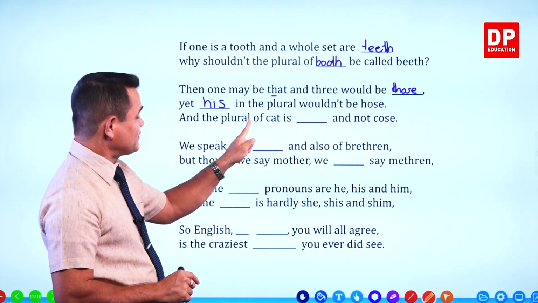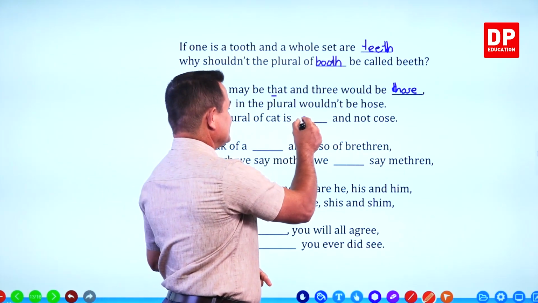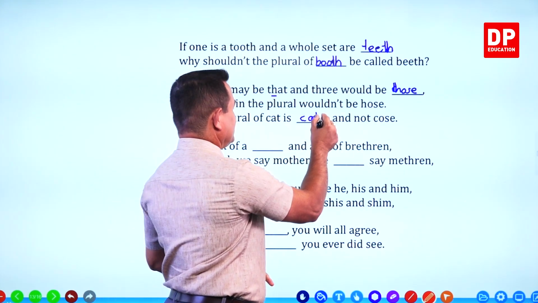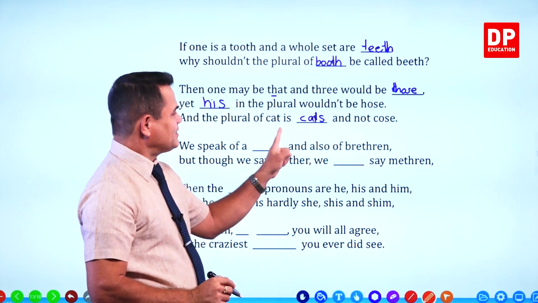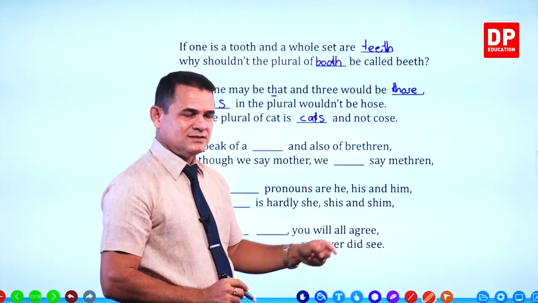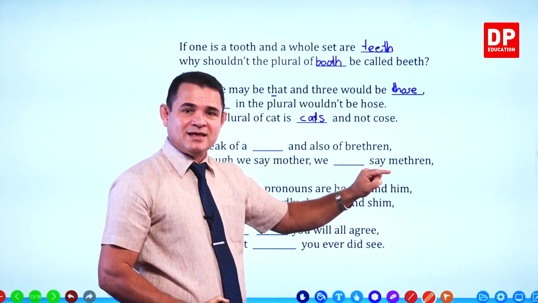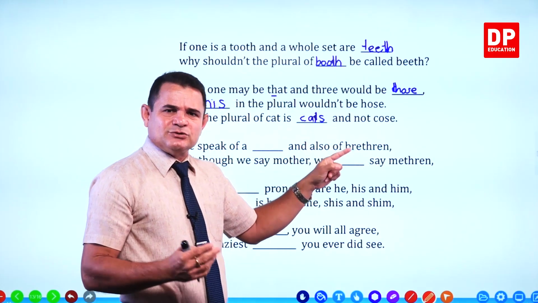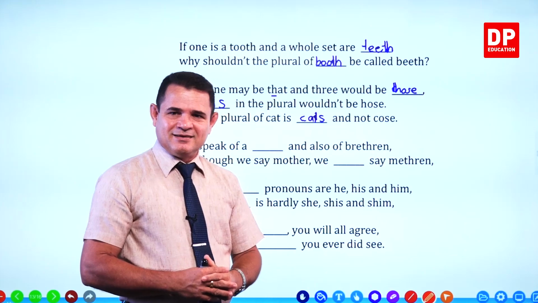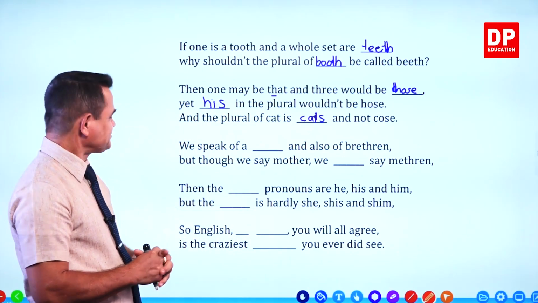And the plural of cat is cats. Cat, the plural is cats. But not cows. If that, those, then cat would become cows? But actually the plural is cats. So that's why it's really funny. A really funny language. Funny plurals.